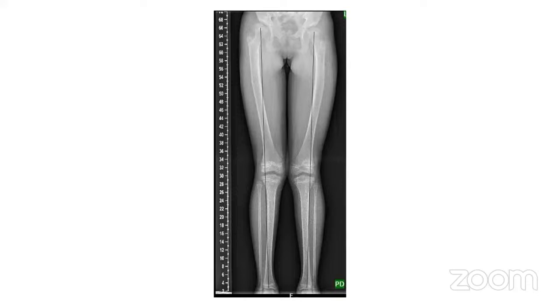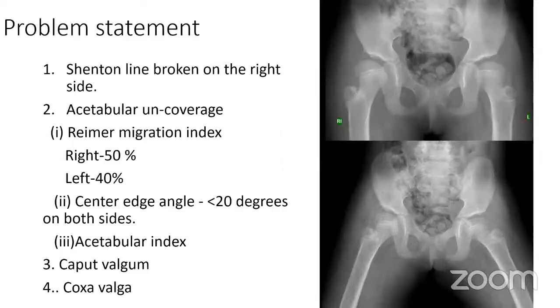So if we draw the mechanical axis, we can see that there is a mechanical axis deviation, and it is in -2 station. And these are the various problems which I have recognized. Shenton's line is broken on the right side, and there is acetabular uncoverage, as I mentioned, and there is a Reimers' migration index of 50% on the right and 40% on the left.